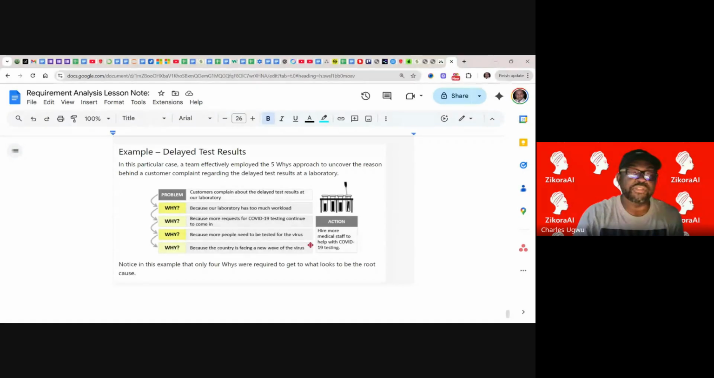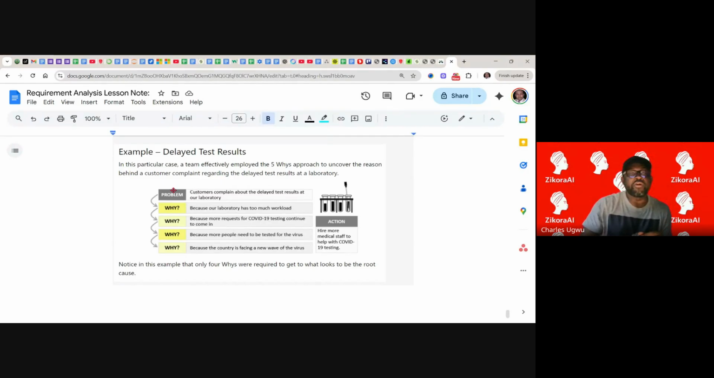You continue to ask, and you find out, you can equally say, why? Because we don't have enough staff to process the results. And what? Hire more medical staff to help with COVID-19 testing. So these are simple problems, simple techniques we can apply without even having to talk about technology.